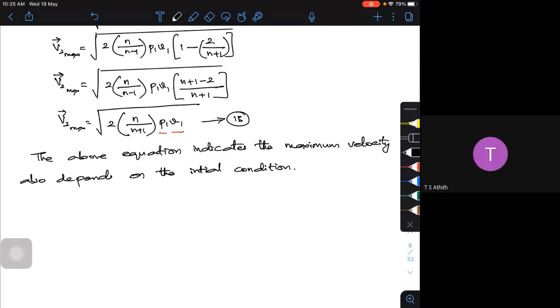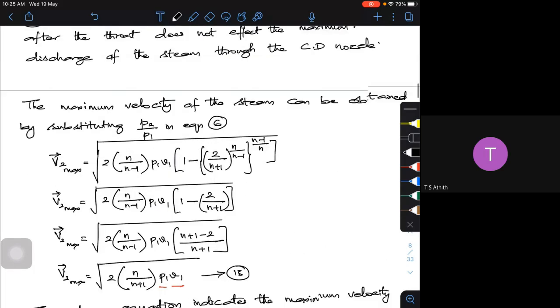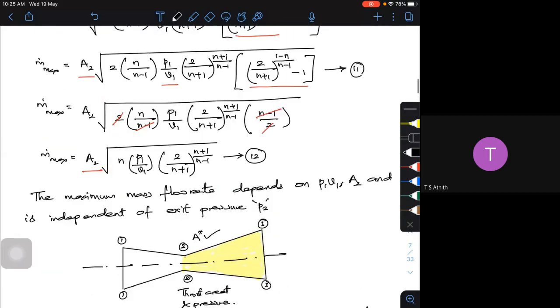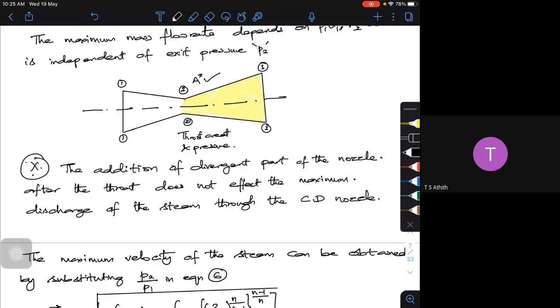Sir, what is the location of maximum velocity? So in a CD nozzle, maximum velocity, what will happen? This will happen at the throat. But what will happen actually? You have your divergent section. The divergent section will accelerate the fluid. So somewhere nearer to the exit, that is at the point 3 I told, your velocity will be maximum.